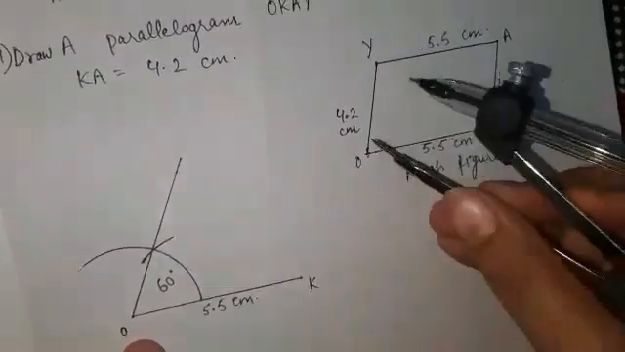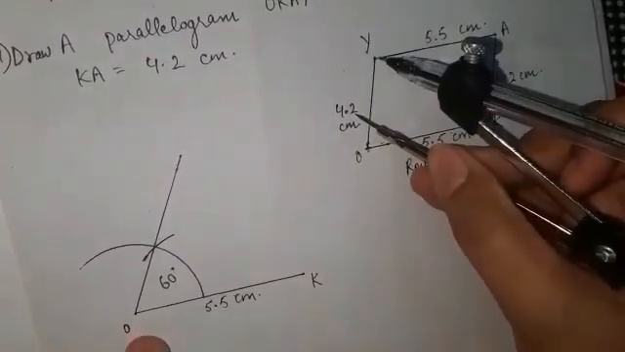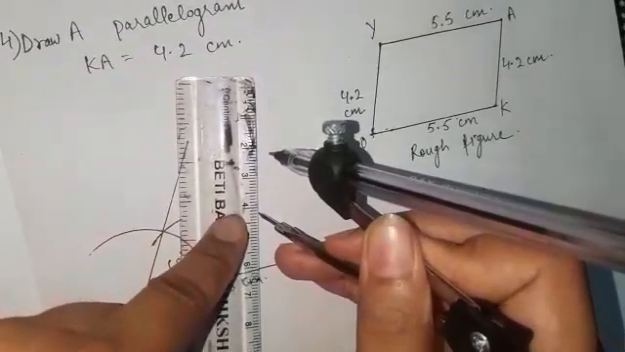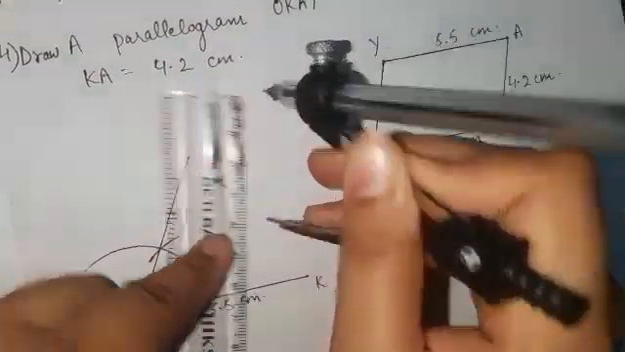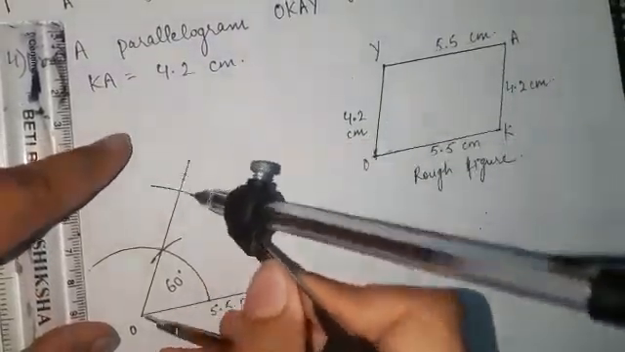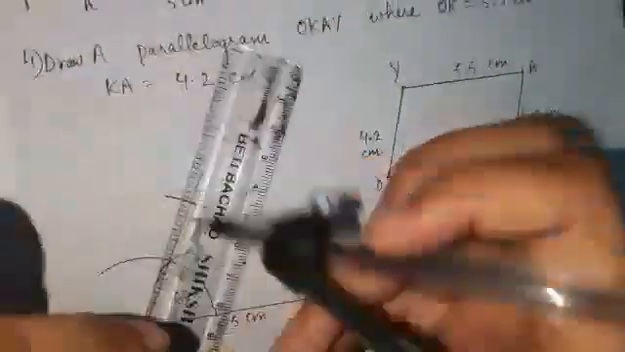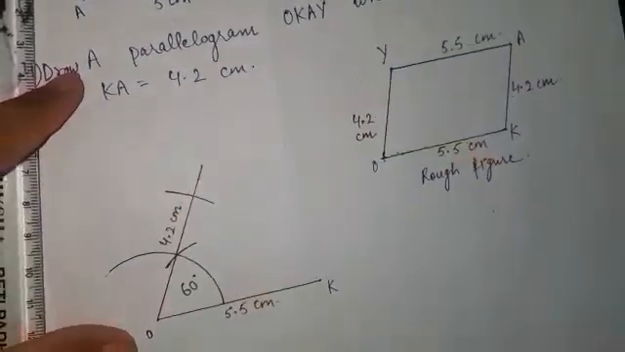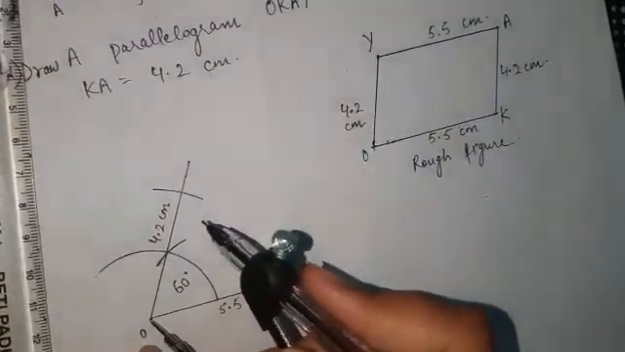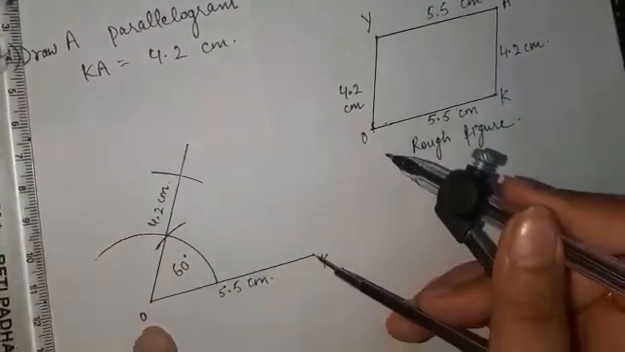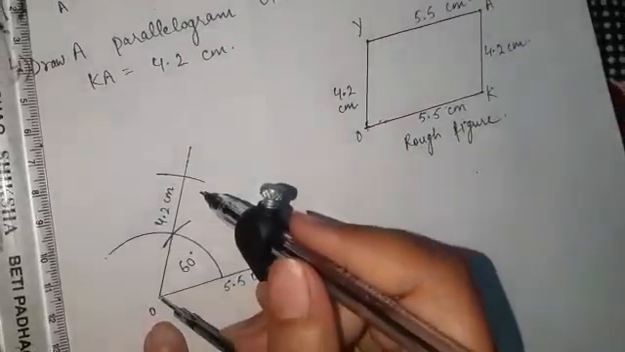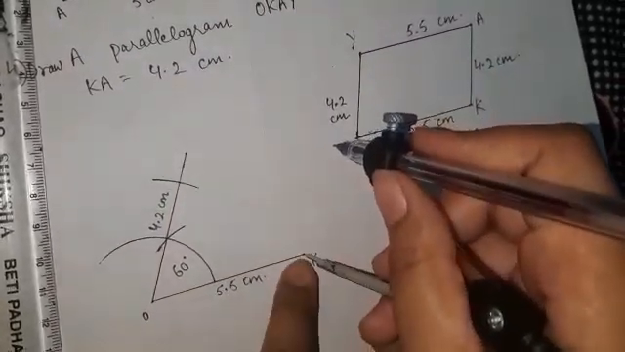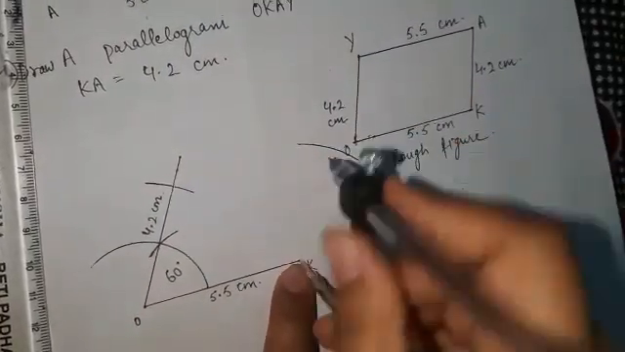From point O, the line segment is 4.2 centimeters. That means take the distance 4.2 centimeters on the compass and then draw an arc. From point O, I have drawn an arc of 4.2 centimeters. Now the same distance must be taken from point K because the opposite sides are equal. If this is 4.2, then the side drawn from point K will also be 4.2.